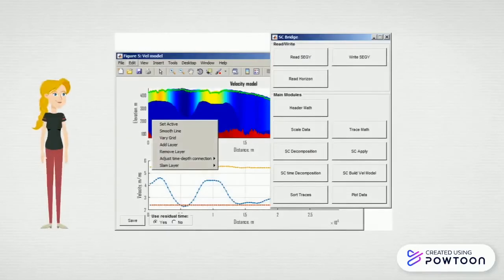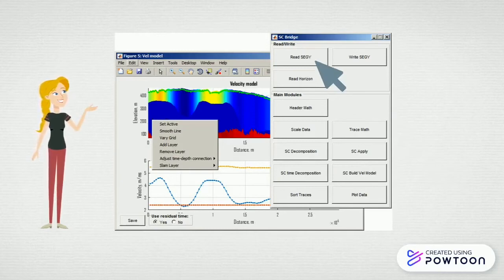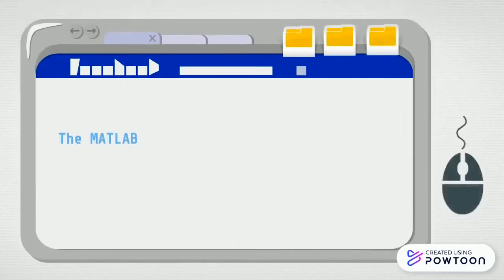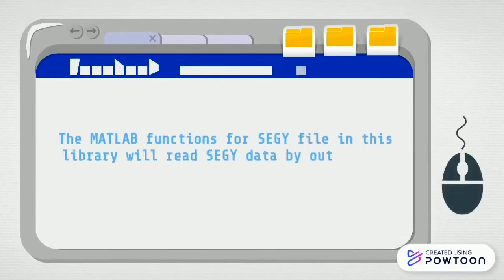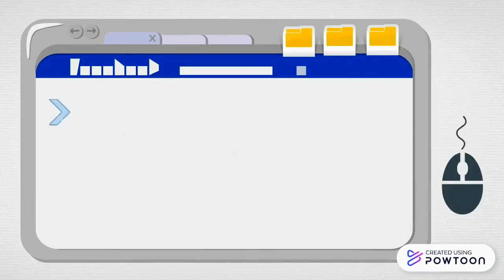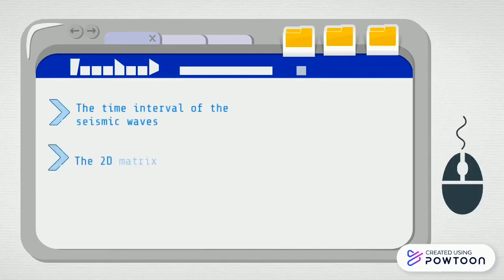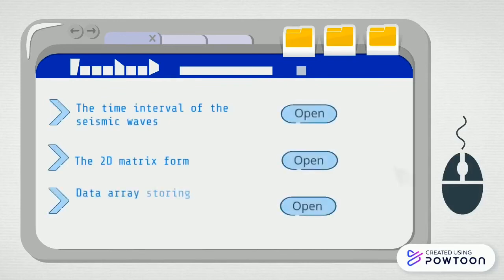Here is an example of the CREWES MATLAB library. You can see there is a section to read the SEG file. The MATLAB function will read the SEG data by outputting the main data of interest. The main data of interest are divided into three: the time interval of the seismic wave, the 2D matrix form, and the data header.